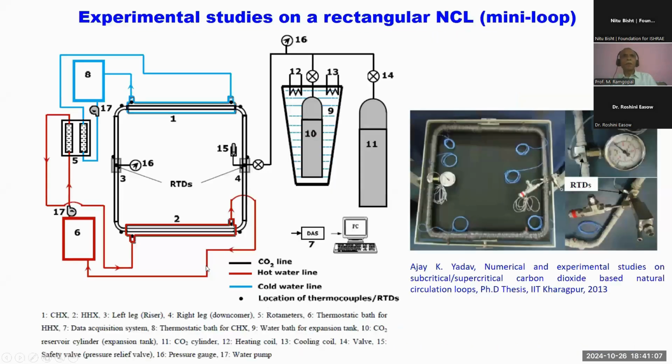Then we also made a small system. This is called the mini loop system. This system was used to evaluate our CFD codes. So our student has developed a large number of CFD codes to study two-phase, single-phase, and transcritical or supercritical loops. So to validate those things, we have built this small loop. This loop is made small, and we wanted to see the effect of the orientation. So it is tiltable. You can tilt this loop in any direction, and we can see what happens when you are tilting it, how the system performs. Okay.